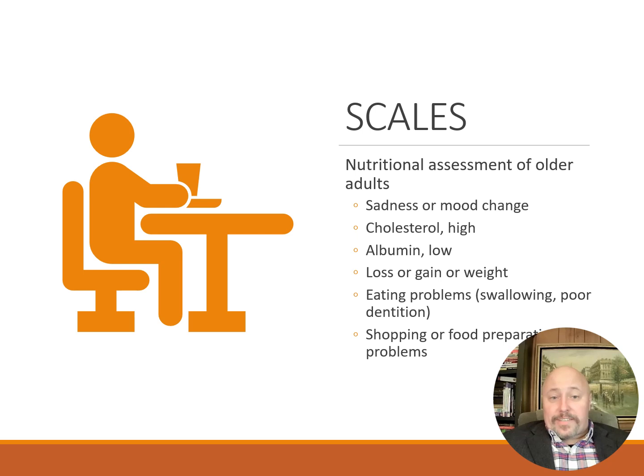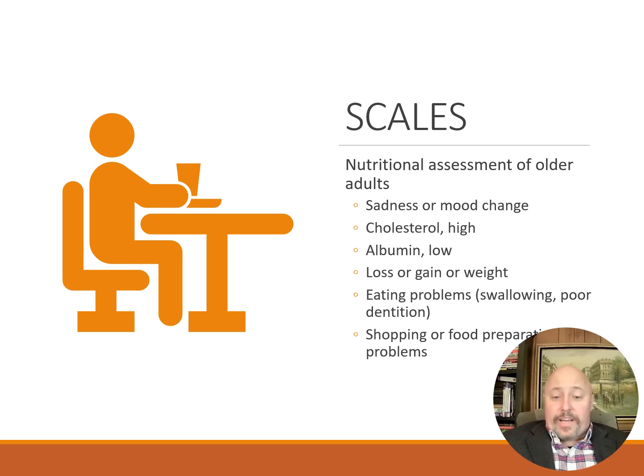One tool used to identify and assess risk factors for poor nutrition is going to be SCALES. And this is a nutritional assessment for older adults that measures S for sadness or mood changes, C for cholesterol, do they have high cholesterol? A is for albumin. Is the albumin low? Albumin is a lab test we can use to measure the patient's protein levels, measure their nutrition. The L in SCALES is going to be loss or gain of weight. E for eating problems such as swallowing, poor dentition. And finally, the last S is shopping or food preparation.